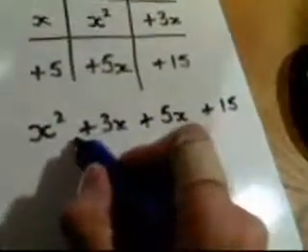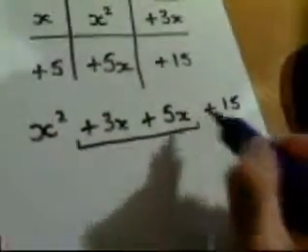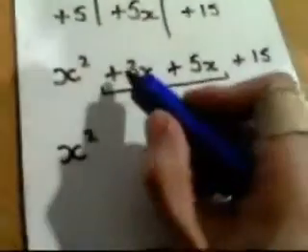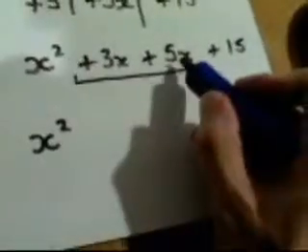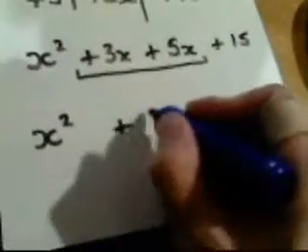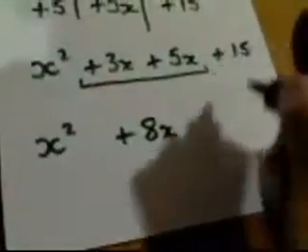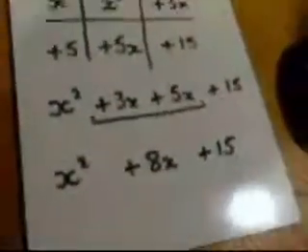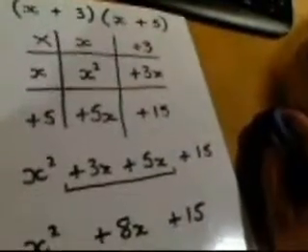Now you can simplify this expression, and the bit we can always simplify are the two terms here in the middle. So I've got an x squared, and in the middle I've got positive 3x plus 5x gives me plus 8x, and positive 15 on the end. So that's my first example.